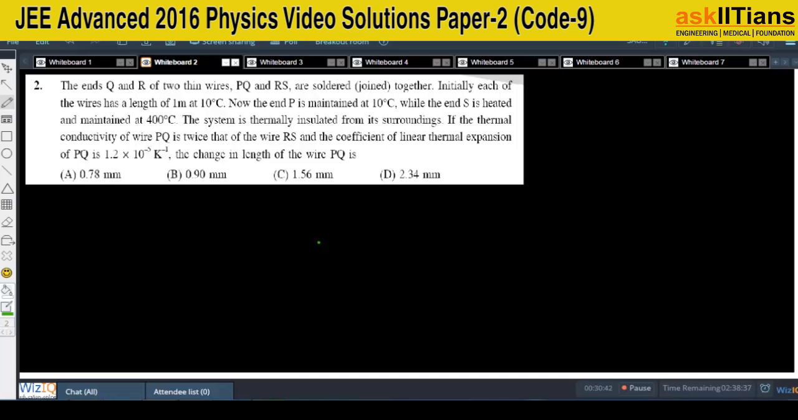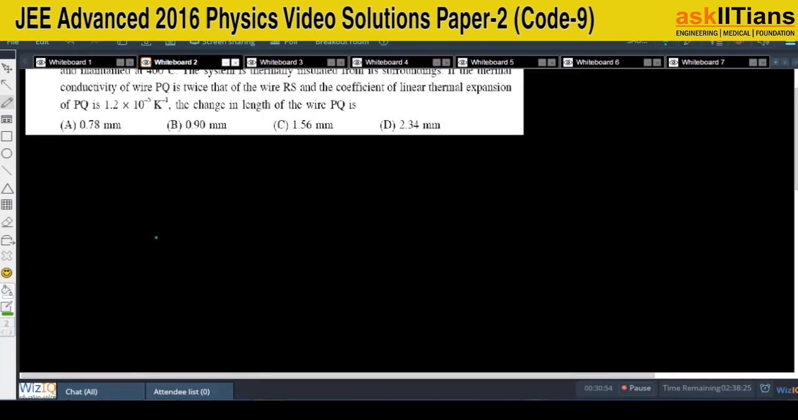This question is based on the law of thermal expansion in the heat and thermodynamics chapter. This is also an easy question, but we need to analyze the concept and its diagram. So we will proceed here. If this is the rod, there are two ends P and S, and Q and R are joined together.